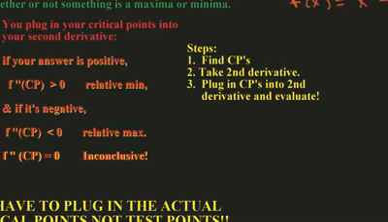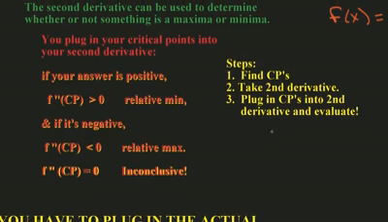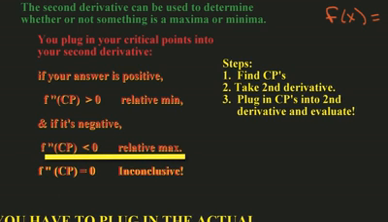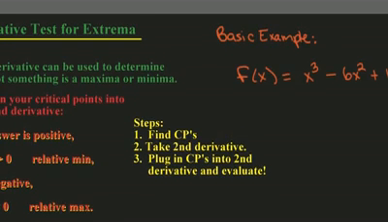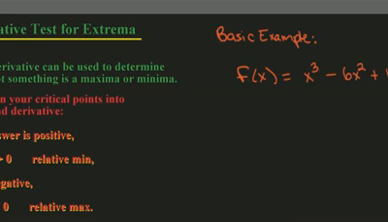The conditions are opposite what common sense would dictate. You would think positive, greater than 0, would be a max, but it's actually a min. And you would think negative, less than 0, would imply a min, but it's actually a max. So opposite what common sense would dictate. So let's look at this example.